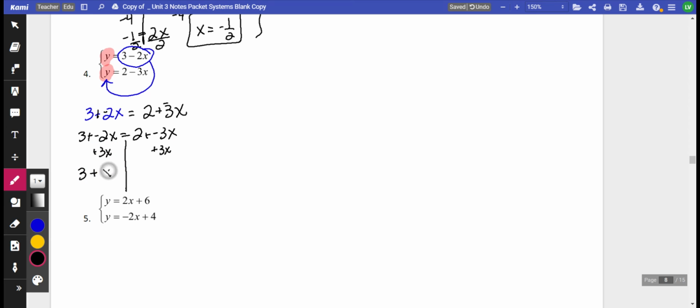3 plus 1x equals 2. Subtract 3 from both sides. That becomes 1x equals negative 1, or x equals negative 1.